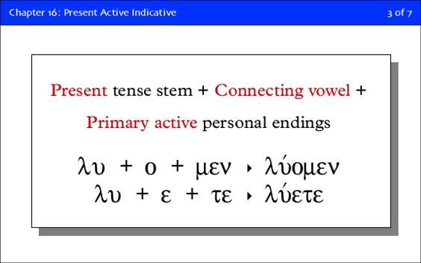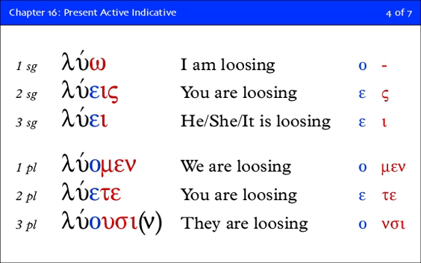And so, for example, lu is the stem, omicron the connecting vowel, men is a personal ending, and so luomen is first person plural, present active indicative from luo, meaning we loose. Do you see how the present active indicative is put together? Okay, good. Now here is a full paradigm of luo in the present active indicative.